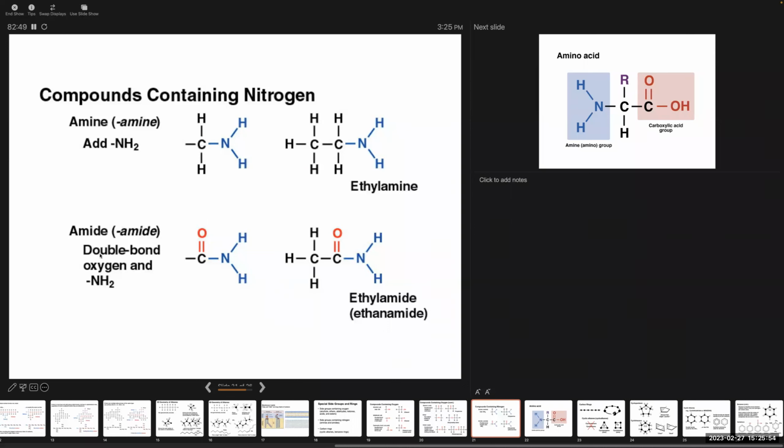An amide is very similar, but with the presence of a double bonded oxygen on that carbon at the end. So it looks like an amine, but you've got that extra double bonded oxygen there. In this case, you just add amide to the end. So this is ethylamide or ethanamide. That would mean the same thing, just an ethyl group with the amide ending at the end.